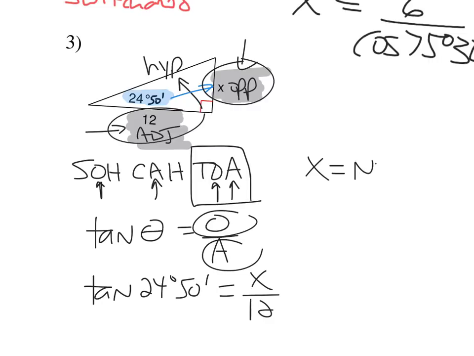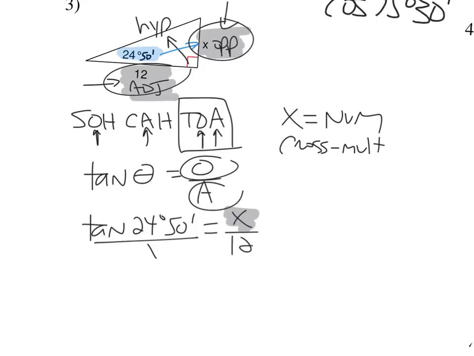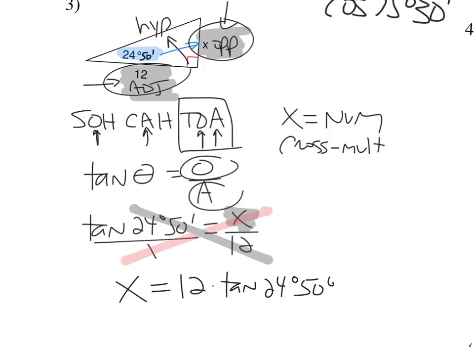Since x is in the numerator spot, we're going to cross multiply. We'll put the tangent of 2450 over 1. So we're going to have 1 times x. That's just x. That equals 12 times the tangent of 24 degrees, 50 minutes. Always write and type in the number before the trig function. So on your calculator, you're going to type in 12 times the tangent of 24 degrees and 50 minutes.